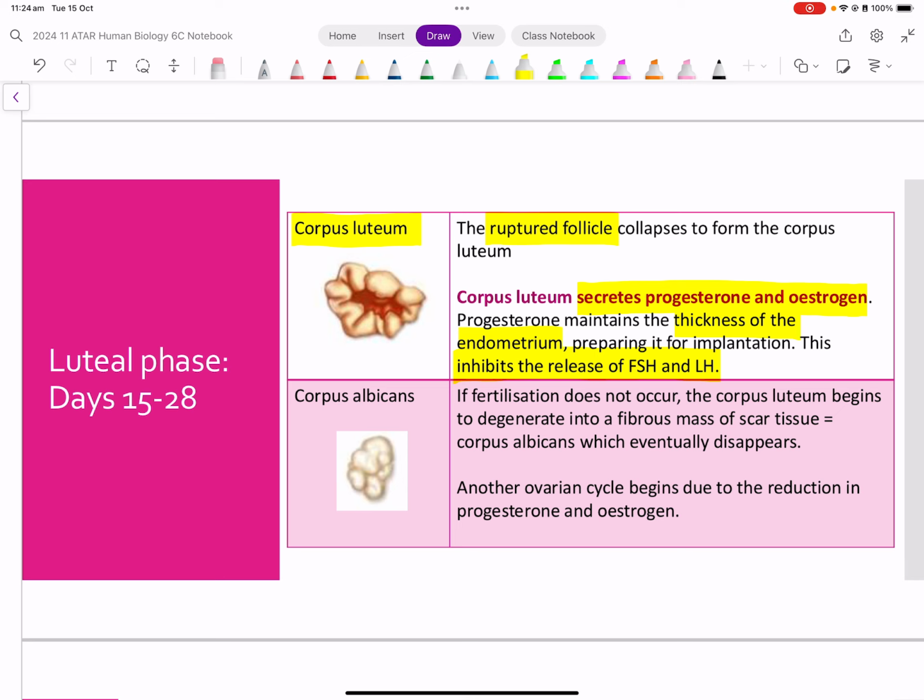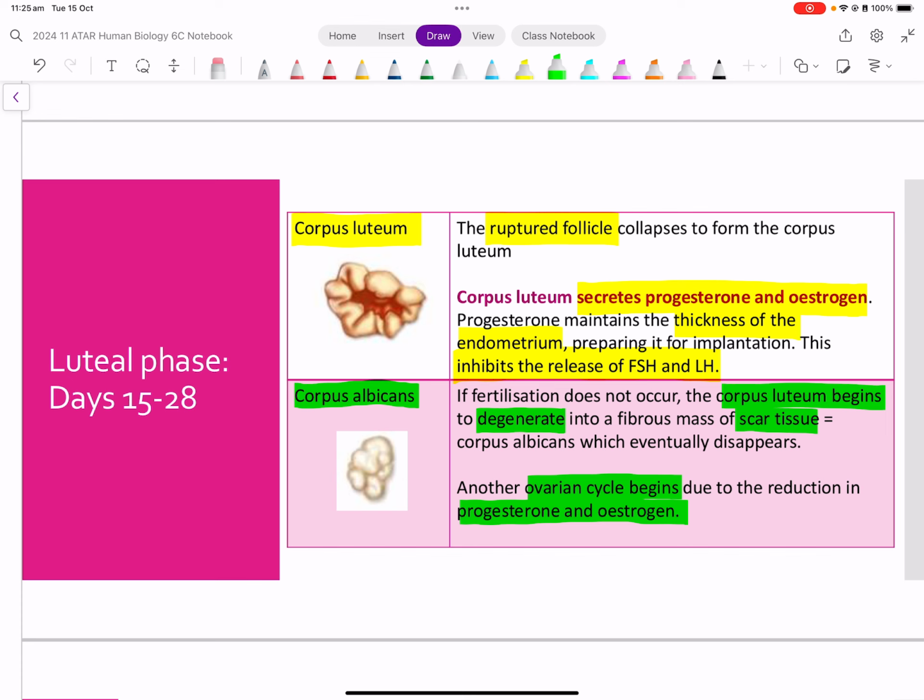And if implantation does not occur, we're left with something known as the corpus albicans. The corpus albicans is the result of the corpus luteum degenerating, and it's basically a big fibrous mass of scar tissue. Eventually, that corpus albicans is just going to disappear completely, and another ovarian cycle begins. And this is due to that reduction in the levels of progesterone and estrogen, which should be released by the follicle itself.